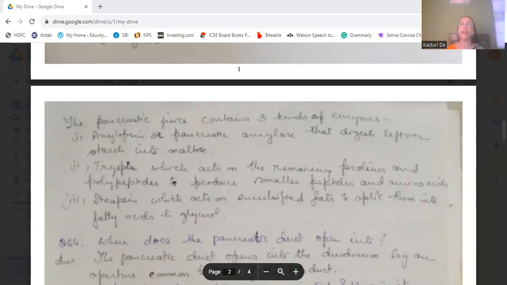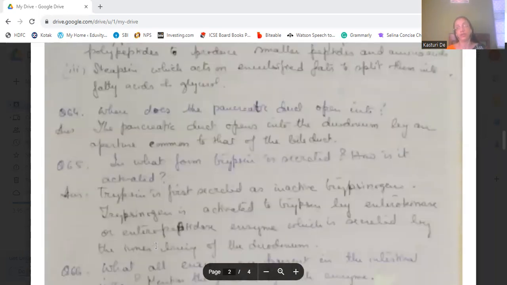Clear? Where does the pancreatic duct open into? The pancreatic duct opens into the duodenum by an aperture which is common to that of the bile duct. From that same aperture, the bile duct also enters. So, the same aperture is used.